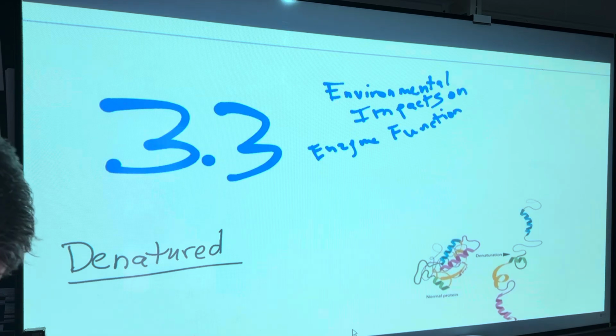So we've talked a little bit about enzymes in 3.1. We went to 3.2 and got a little deeper. Again, we talked about, remember, the active site, induced fit, and substrates. Now we're going to look at what role the environment plays on enzymes.